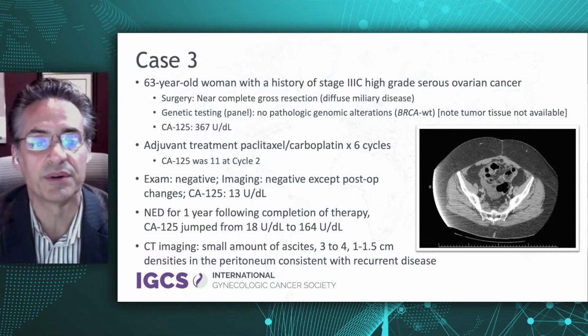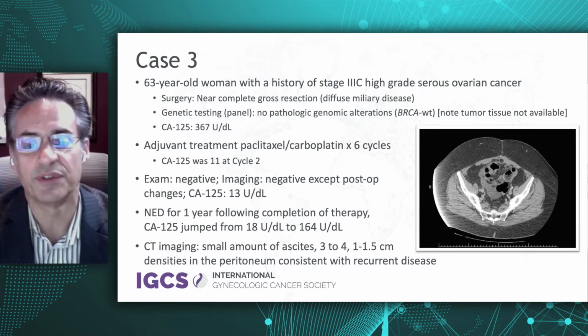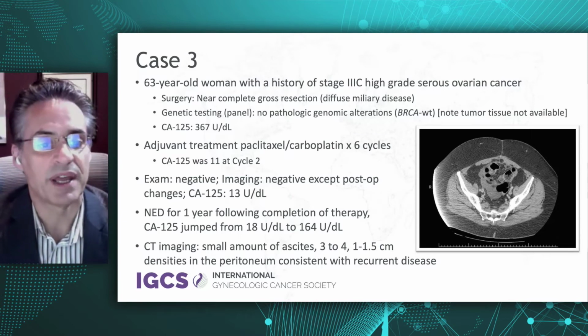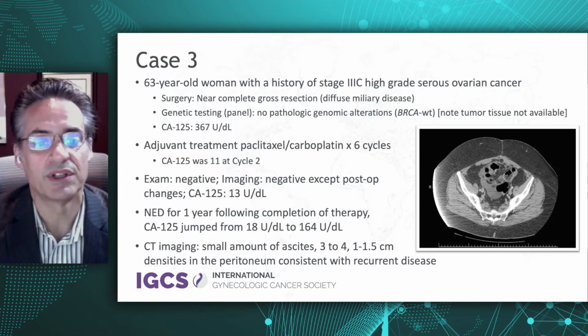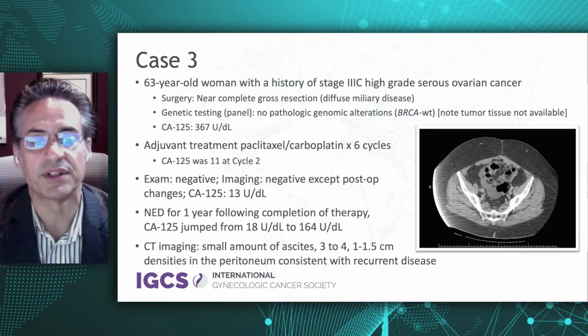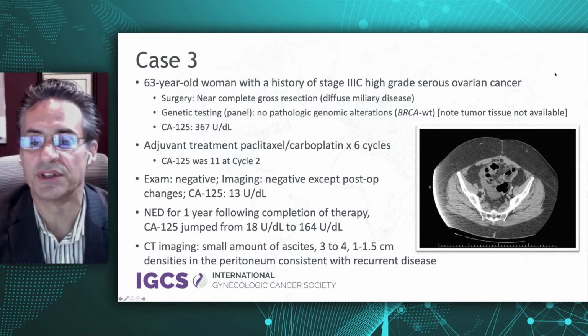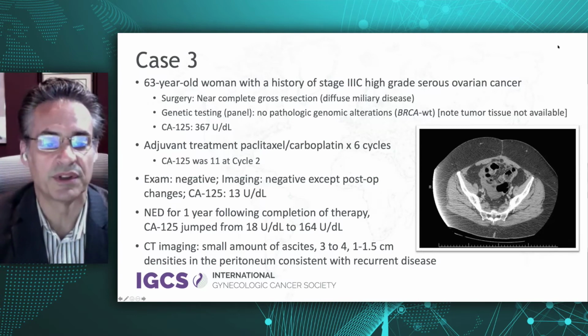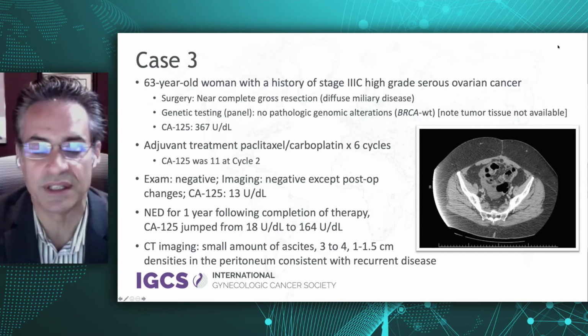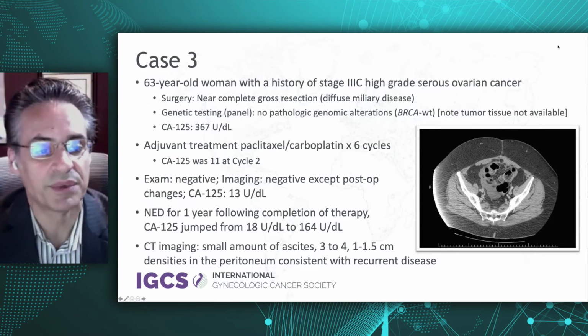Surgery, she had a near-complete gross resection, left with kind of diffuse miliary disease. She had panel testing done, which showed no pathologic genomic alteration. So she was BRCA wild type, but the tumor tissue wasn't available, particularly for HRD testing. Her CA125 at the time was 367.